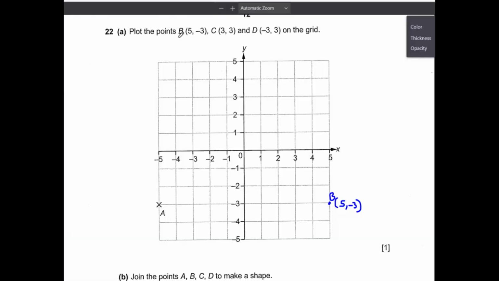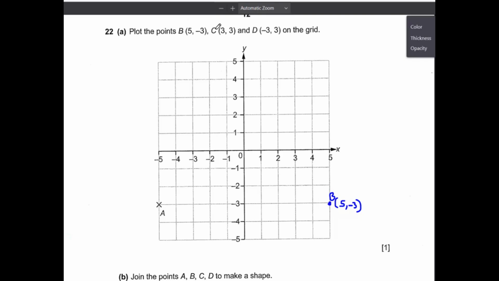Question 22, part 8: plot the points B, which is (5, -3), C, which is (3, 3), and D, which is (-3, 3) on the grid. To do this, we start first with B, which is (5, -3). We start at the x-axis, 5 is here, and then we go to the y-axis, which is -3. The intersection of the two points is at this point. Then we say this is the point B, which is (5, -3).